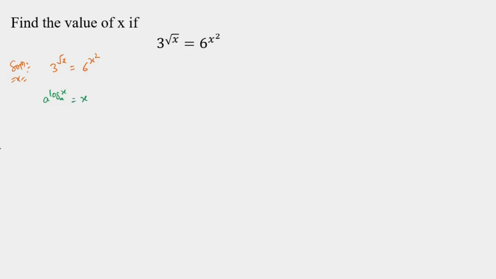So by using this property in our problem, 3 raised to power root x equals 3 raised to power log 6 base 3, raised to power x square. It will become 3 raised to power root x equals 3 raised to power x square times log 6 base 3.